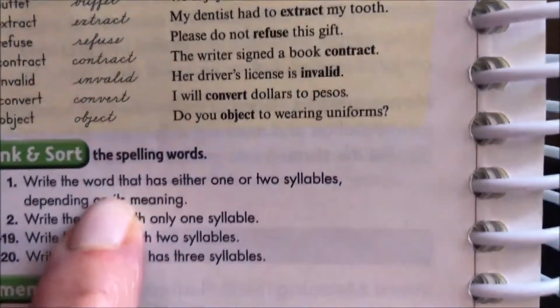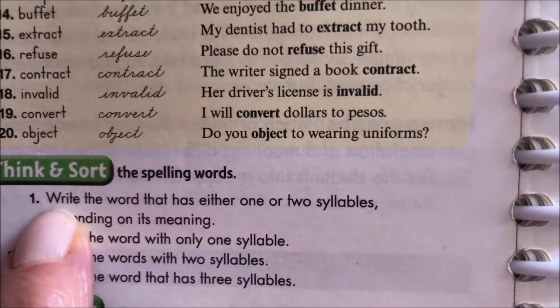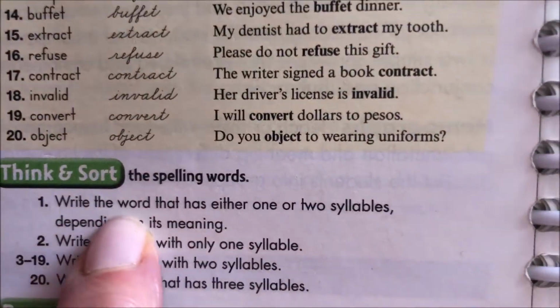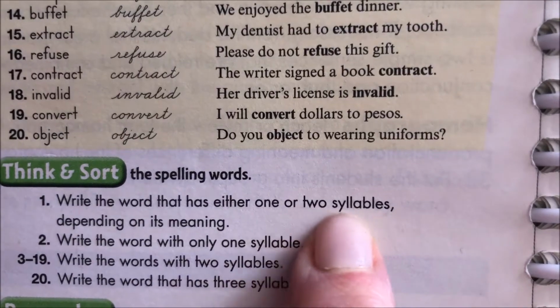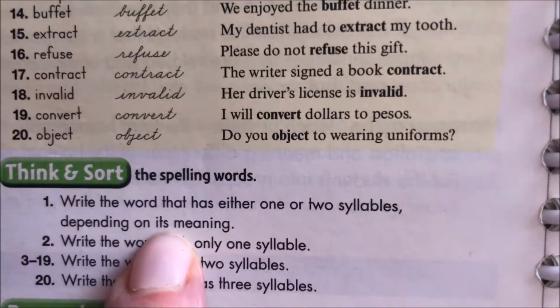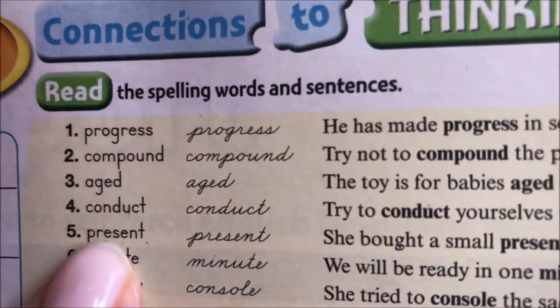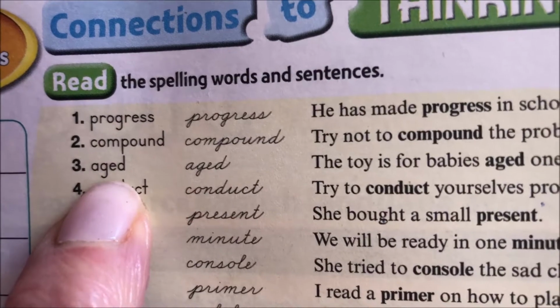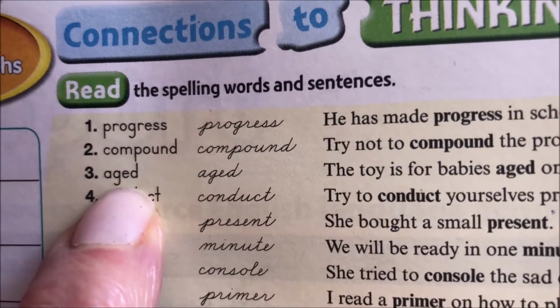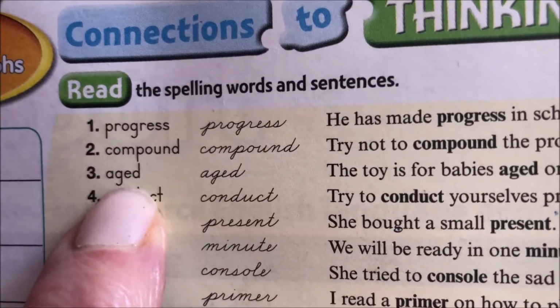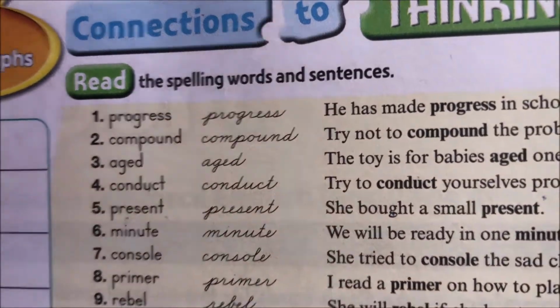Okay, so with this one, I'm going to give you the answer to number 1. Write the word that has either 1 or 2 syllables depending on its meaning and depending on its pronunciation, really. So the answer to number 1 is going to be aged. If I say aged, that's 1 syllable. If I say aged, that's 2 syllables.